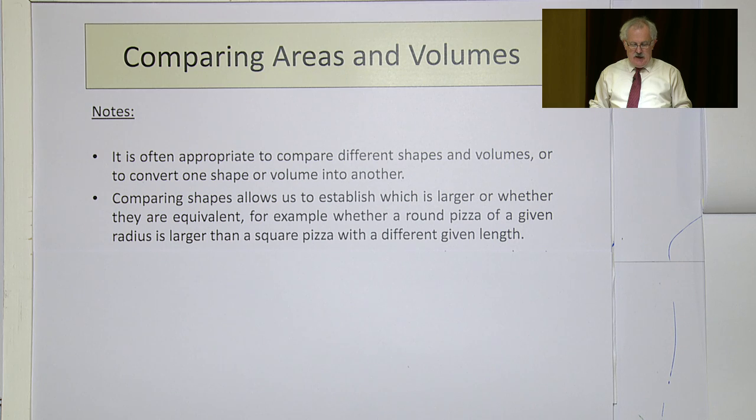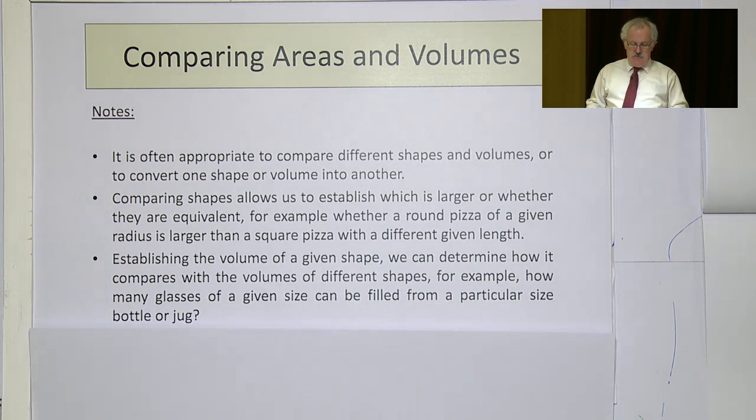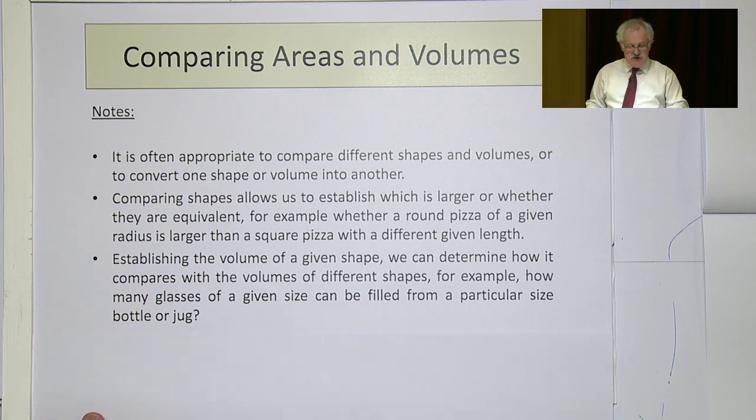Comparing shapes allows us to establish which is larger, or whether they're equivalent. For example, whether a round pizza of a given radius is larger than a square pizza with a different length. Establishing the volume of a given shape, we can determine how it compares with the volumes of different shapes. For example, how many glasses of a particular size can you fill from a particular bottle or jug?